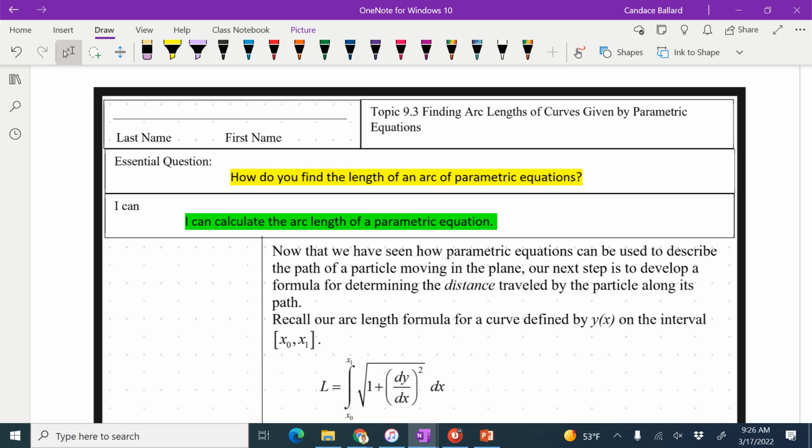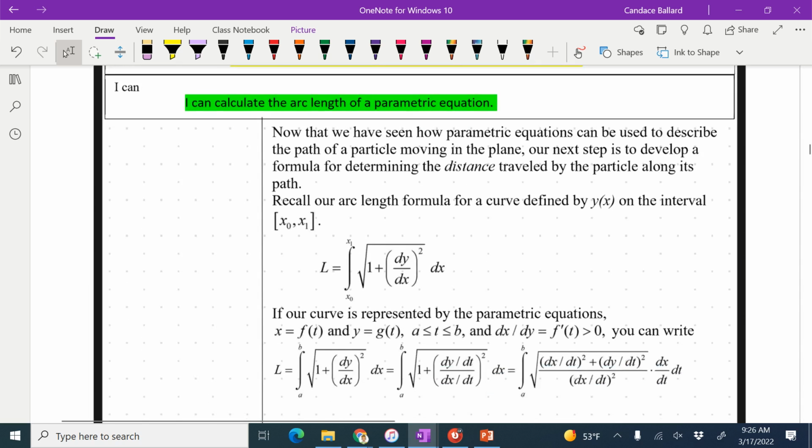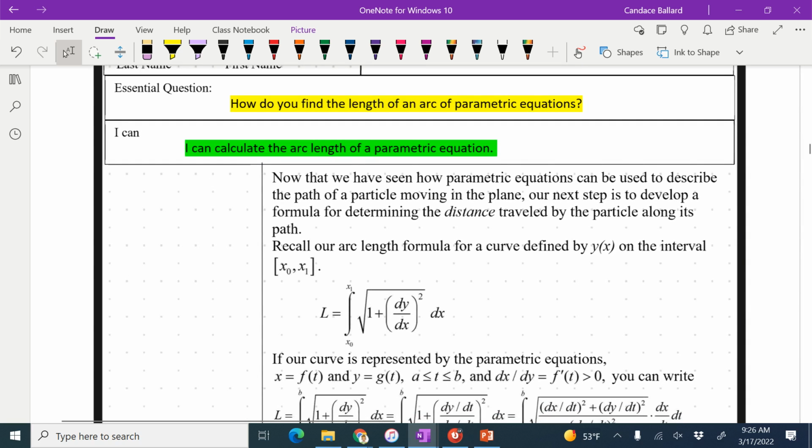It may take longer to get through the first little part than it probably will the examples, although one of them is a little bit on the longer side. So reread the essential question and the I can statement to yourself.